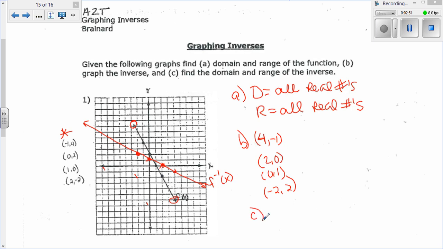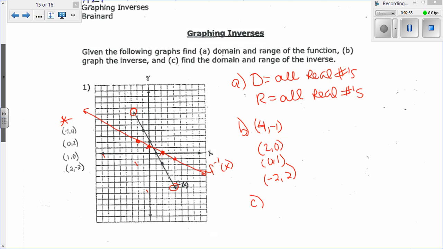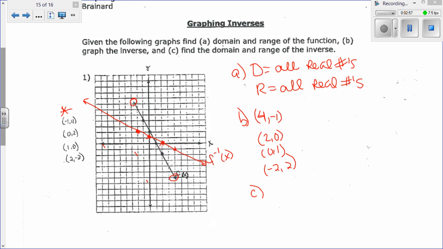So my domain and my range, because it's the inverse, I switch x and y, my domain and my range switch, so it's still a line. Nothing is changing. So all real numbers for both the domain and the range.